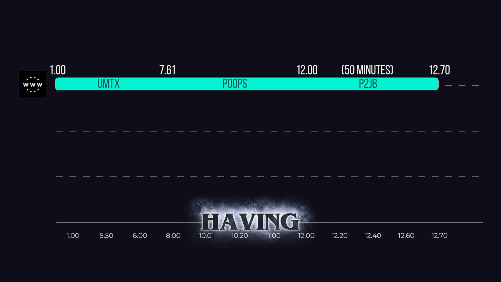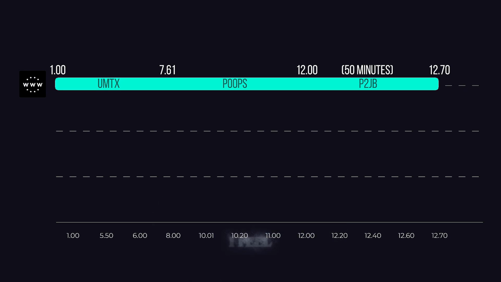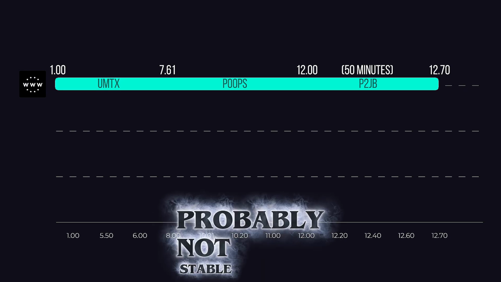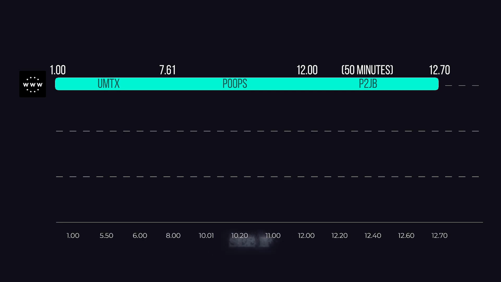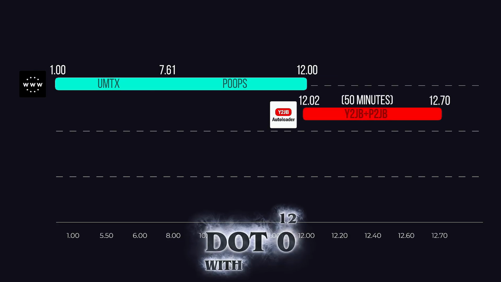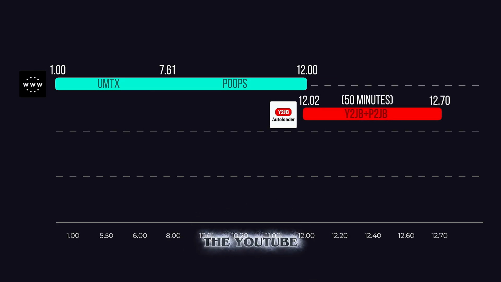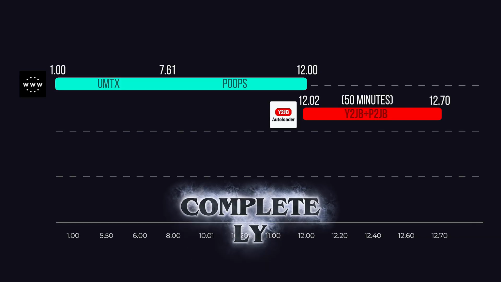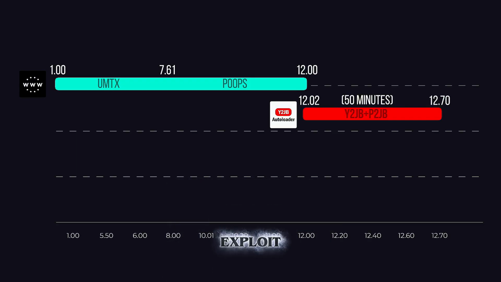With the web browser running that jailbreak for that long, I feel like the web browser is probably not stable enough to maintain that, but we'll see. If not, though, we could, of course, just jailbreak up to 12.0 with the web browser and then still use the YouTube jailbreak for P2JB to jailbreak up to 12.70 as we've already been doing. And it would also completely cut out needing the Blu-ray exploits entirely.